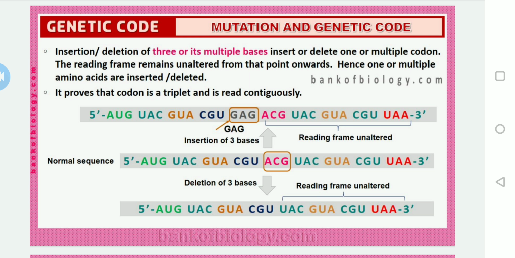So this can be studied with the help of frame shift mutations. I hope you can identify the normal sequence and the differences: in the insertion, the GAG is complete, so bases get added. What about in the case of deletion? The complete ACG, that is, bases get deleted. So this type of mutation is also called frame shift mutation.